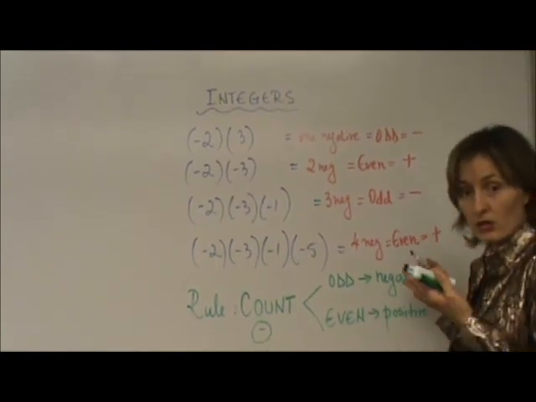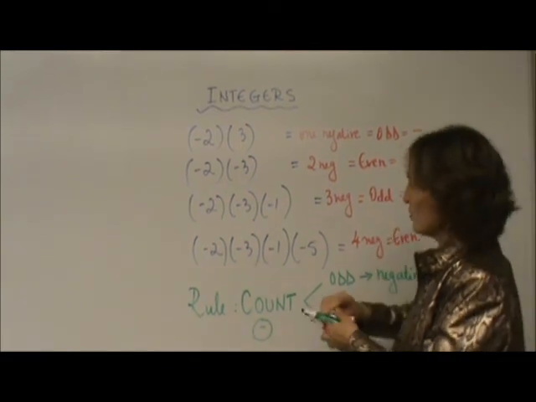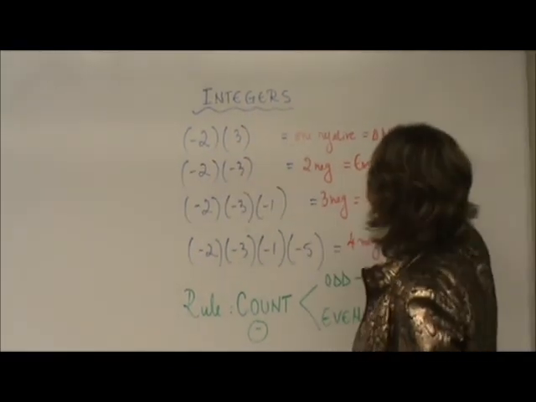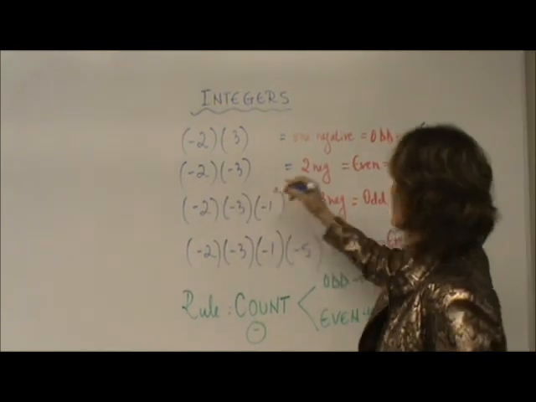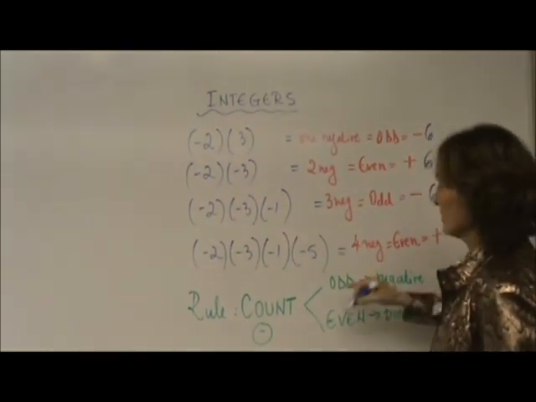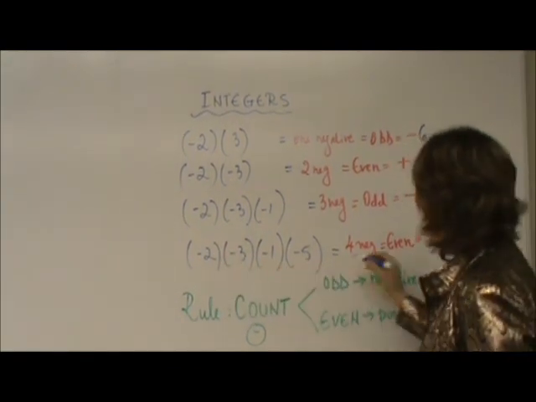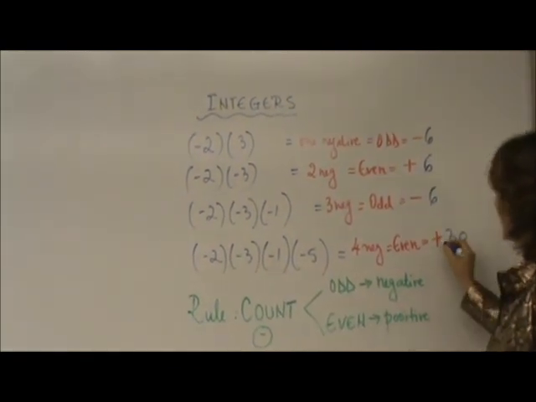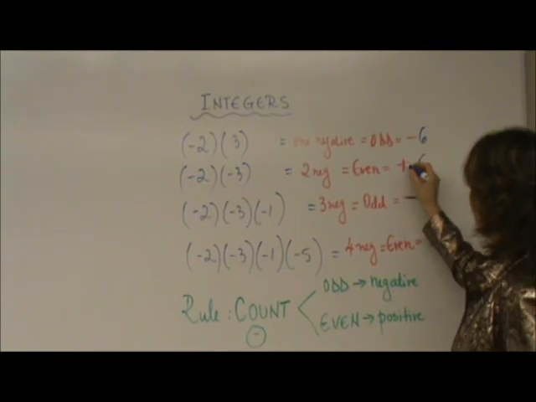So once the sign is on the paper, you just multiply. 2 times 3, 6. 2 times 3, 6. 2 times 3 times 1, 6. 2 times 3 times 1 times 5, 30. But remember the signs of each one of them.